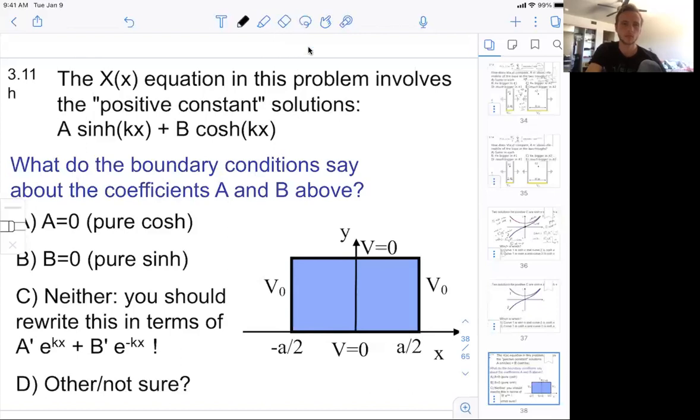Okay, 10 more seconds. All right, so I'm going to go ahead and close this and we can take a look.